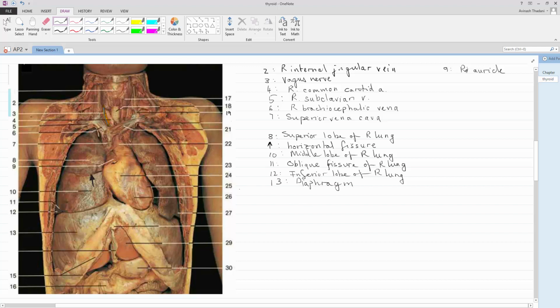Then this is 14. Where's my little pointer? Oops, not there. Yeah, just skipped. 14 is actually the falciform ligament, which is a remnant of the umbilical arteries and veins. So we're not going to label it here. We'll do it when we do the digestive system next. 15 is the costal margin over there.